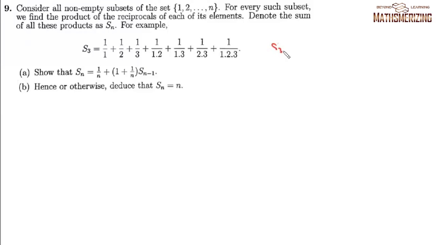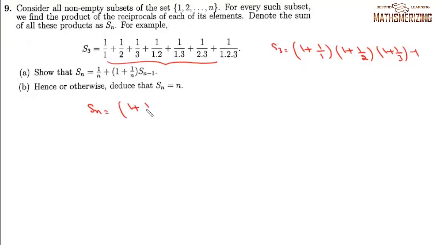Now we can write this S3 as 1 plus 1 upon 1, 1 plus 1 upon 2, 1 plus 1 upon 3, and then minus 1. Now this product has all these elements. So we can find the sum of all these products Sn as 1 plus 1 upon 1 into 1 plus 1 by 2, 1 plus 1 by 3 up to 1 plus 1 by n, minus 1.